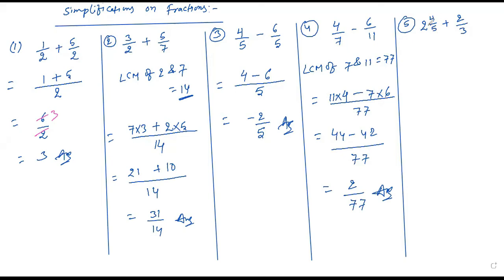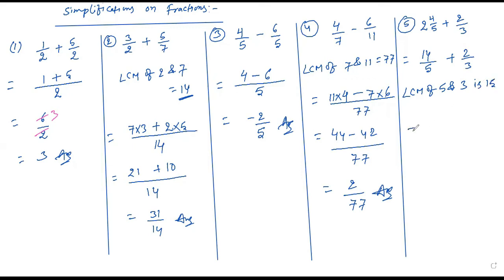Now number 5. This is a mixed fraction and this is a simple fraction. So the very first priority is to convert all fractions into simple fractions. 5 multiplies with 2 and is added with 4: 5 twos are 10, 10 plus 4 is 14, and the denominator is 5, so 14 by 5 plus 2 by 3. Now 5 and 3, the denominators are different, so we have to take the LCM. LCM of 5 and 3 becomes 15.